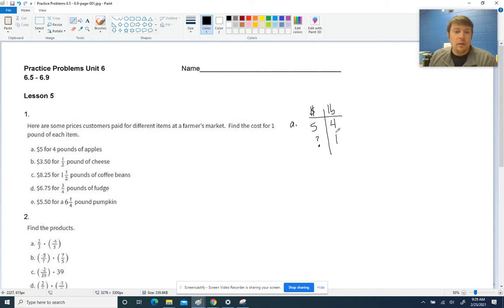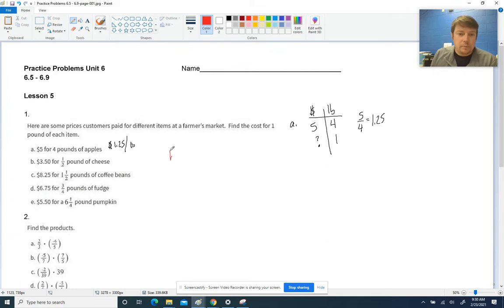So in every one of these problems, you're going to be doing the money number divided by the amount of pounds. So like in this first one, you're going to be doing 5 divided by 4, which is the same as 5 quarters, or $1.25. So for part A, you're paying $1.25 per pound with that particular one. Okay, so all of these are division problems, so let's knock them all out.